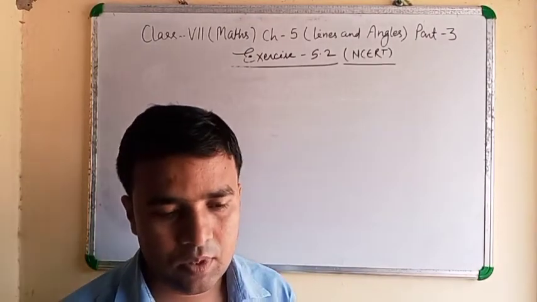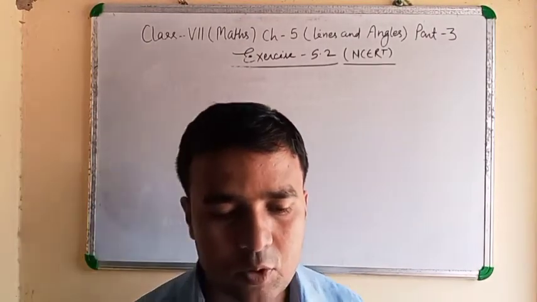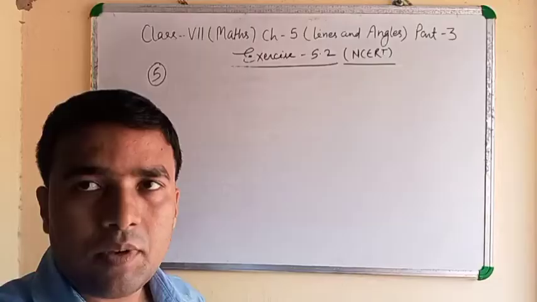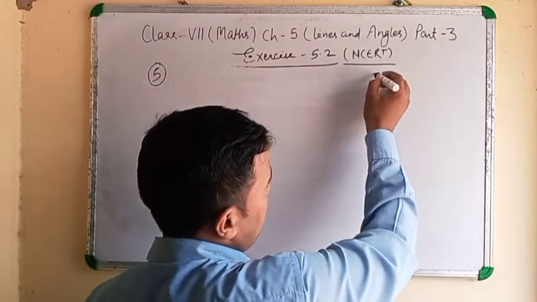Question number 5. In the given figure, the arms of two angles are parallel. Number 5. First we will make the figure.